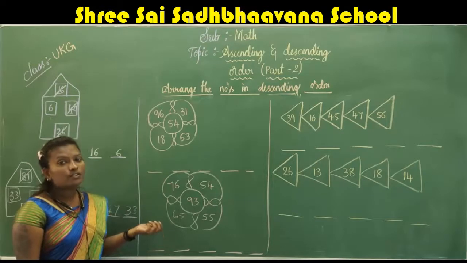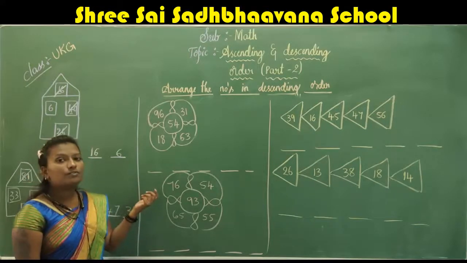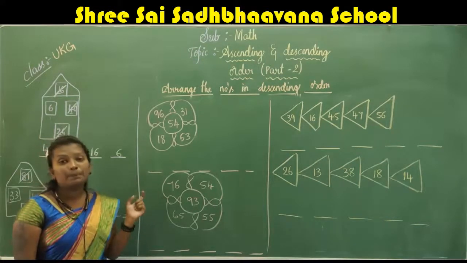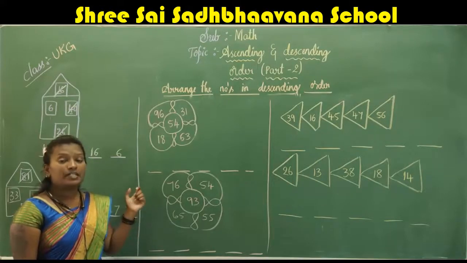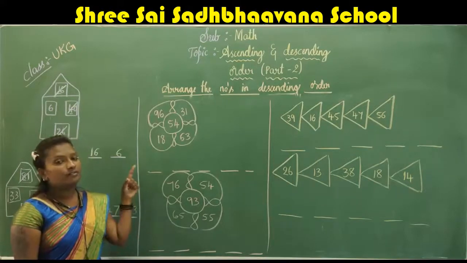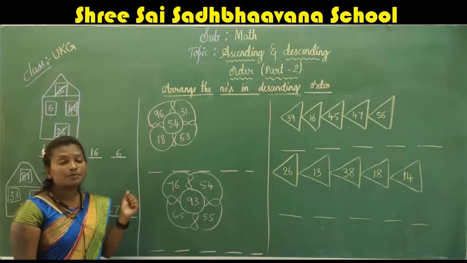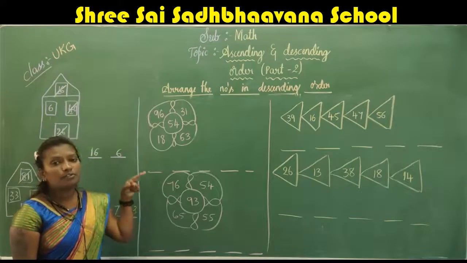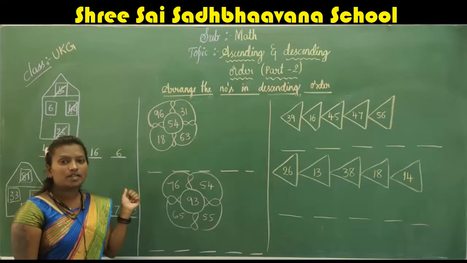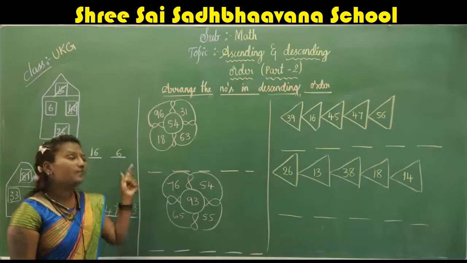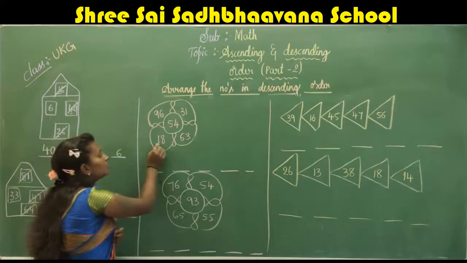So now what do we have to do? Yes, we have to observe the tens place number. If it is big, we write it in the first place. If they are given similar numbers in the tens place, what do we have to do? We have to observe the ones place numbers also. Correct? Yes. Now we'll solve this one.